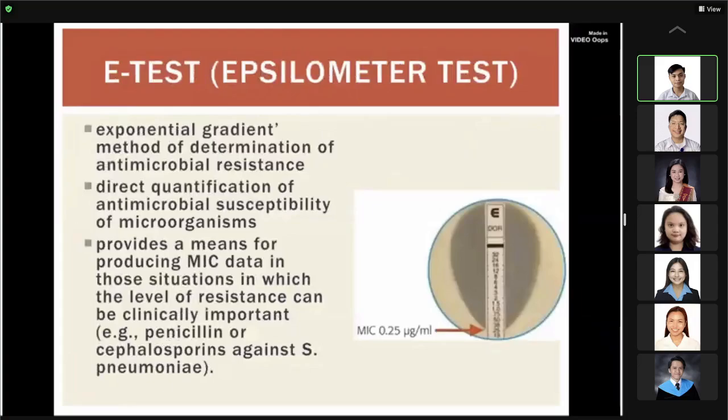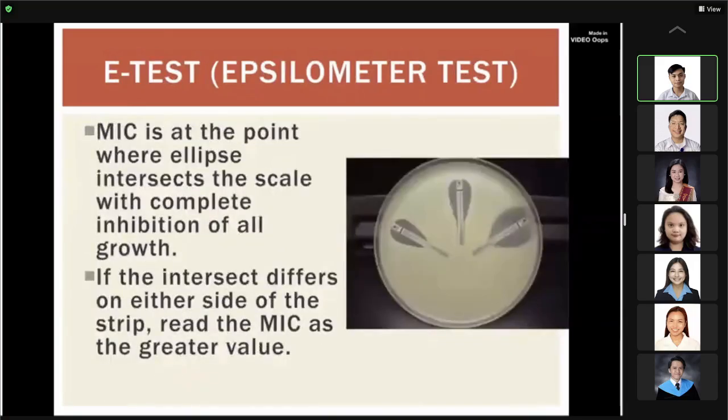This test can provide the MIC, the minimum inhibitory concentration. This is an epsilometer test. It provides a means for producing MIC data in those situations in which the level of resistance can be or is clinically important. Where the ellipse intersects the strip, that's the MIC. So here it's 0.25, so the MIC is 0.25 microgram per ml. That's the minimum inhibitory concentration.